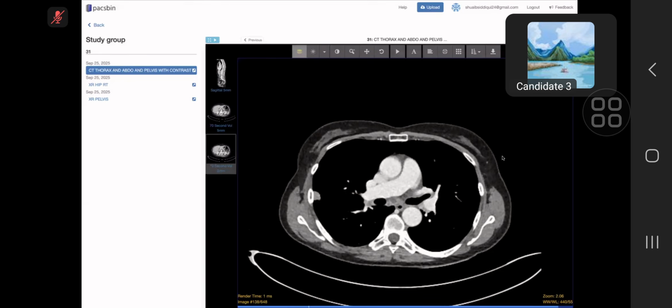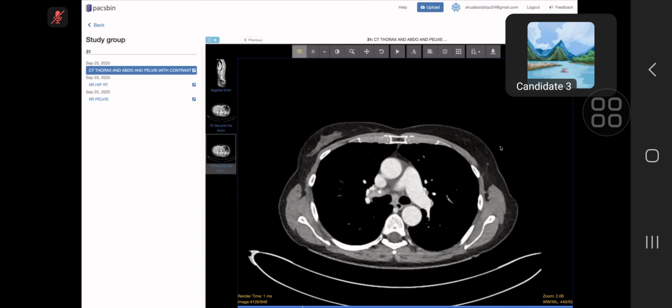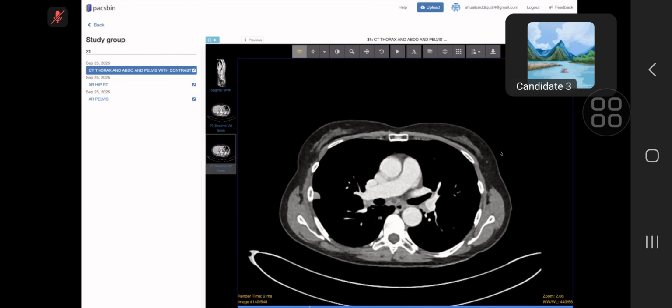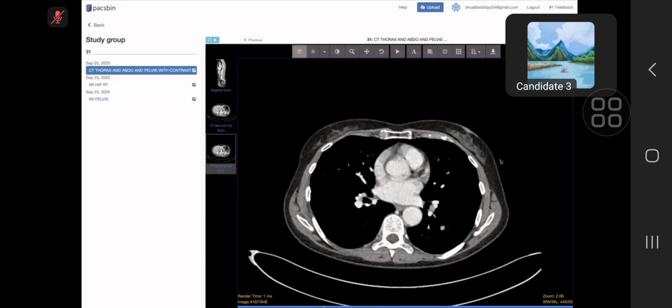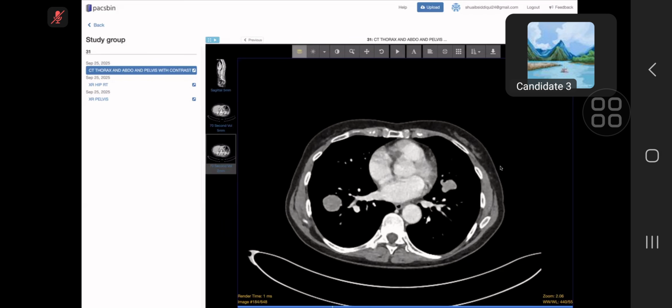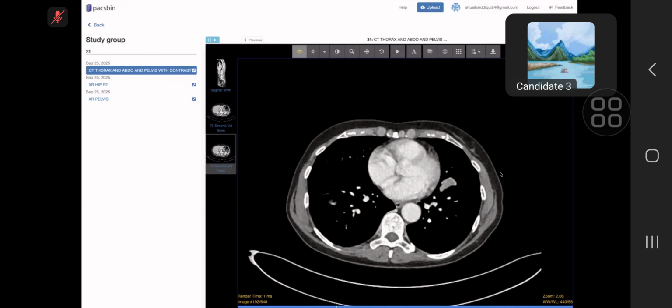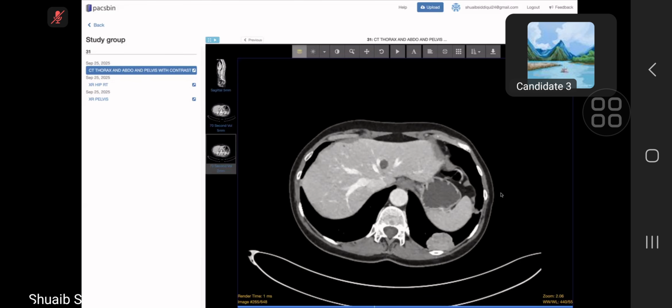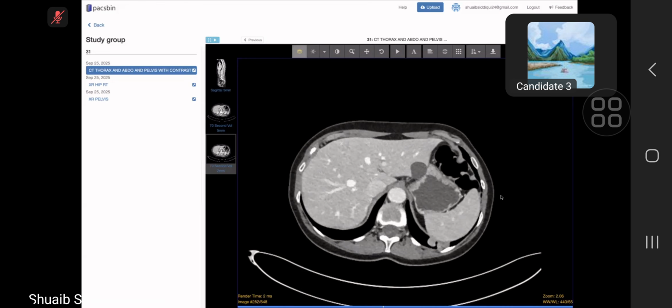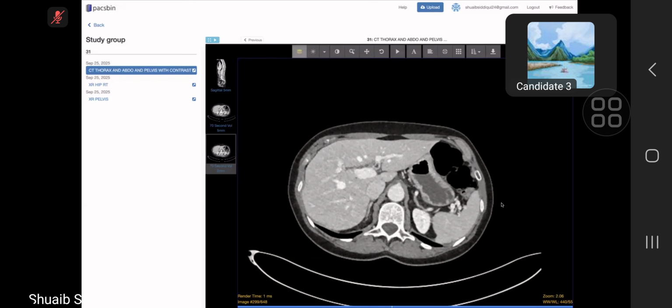So I can appreciate that this is a contrast enhanced study, and this is a mediastinal window. There are multiple lymph nodes seen in the subcarinal and bilateral hilar regions. Multiple metastases are seen within both lung parenchyma without any zonal predilection. As I'm going towards the bases, they are becoming larger in size.